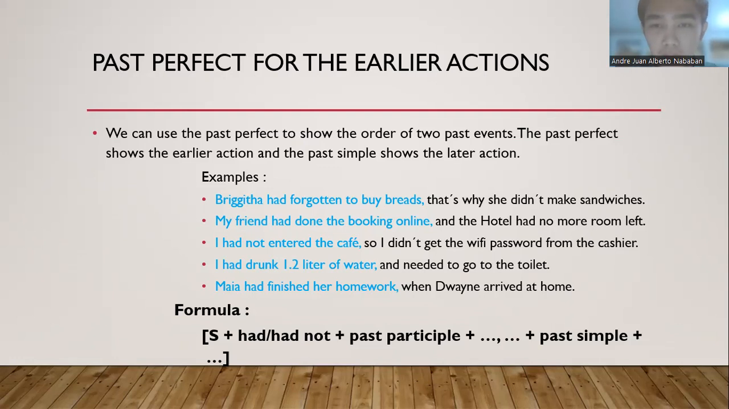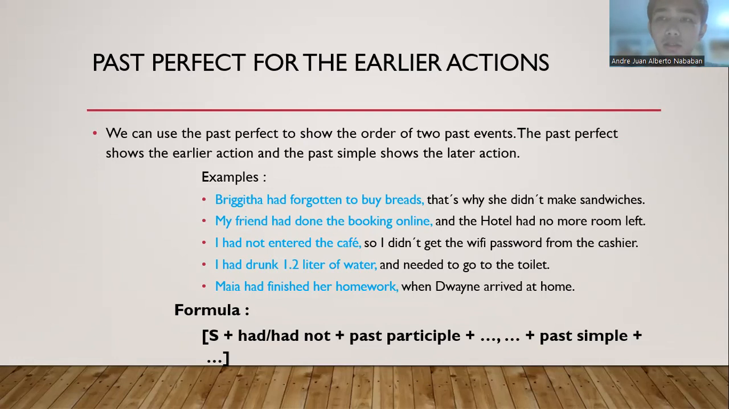And next, that's why she didn't make sandwiches. In the secondary sentence, we notice the verb didn't. Didn't is the past tense from do not. So the secondary sentence is a past simple tense.